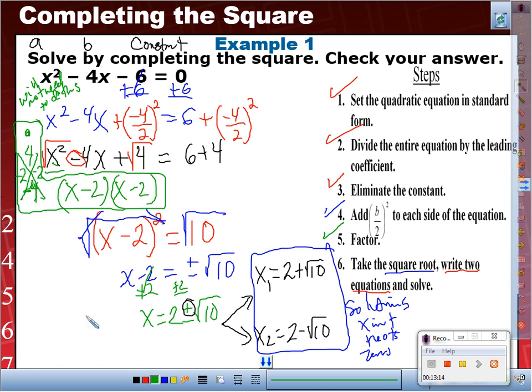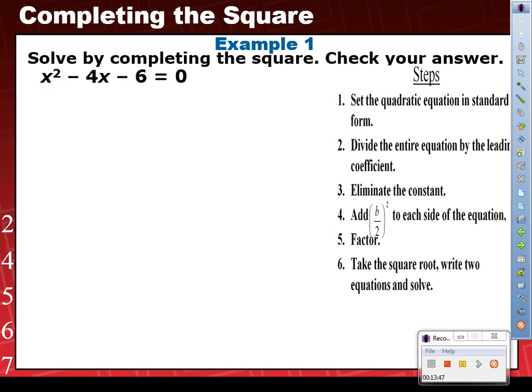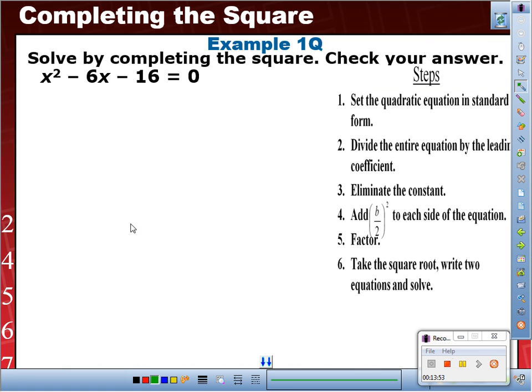All right, let's do another one. So that was example 1. Copy this one, example 1Q. We're going to do this one together, see if we can go a little bit faster. Here we go. Example 1Q. You don't have to copy the verbatim anymore. Just copy the equation. X squared minus 6x minus 16 equals 0.